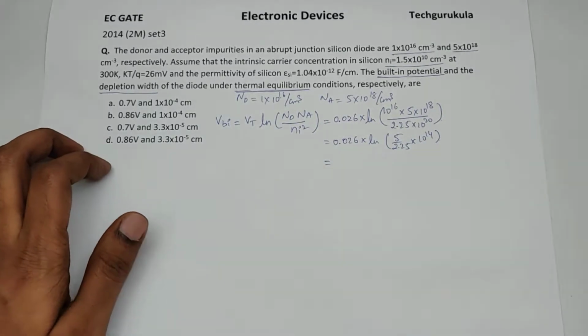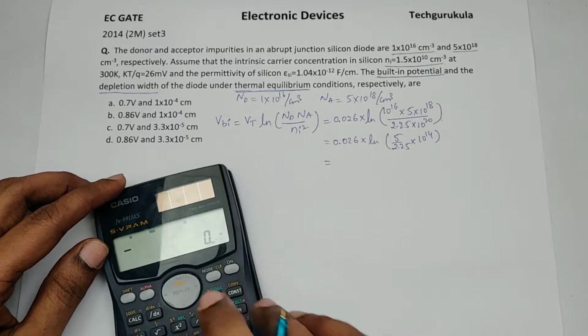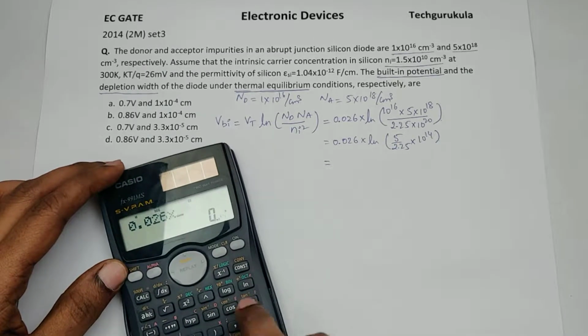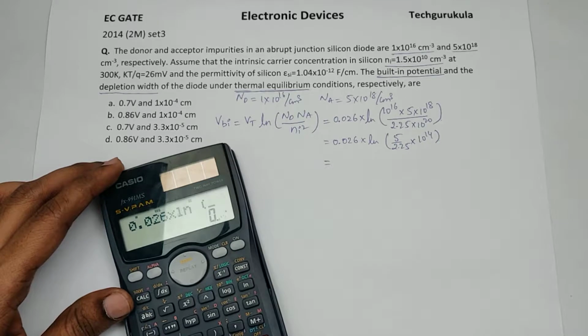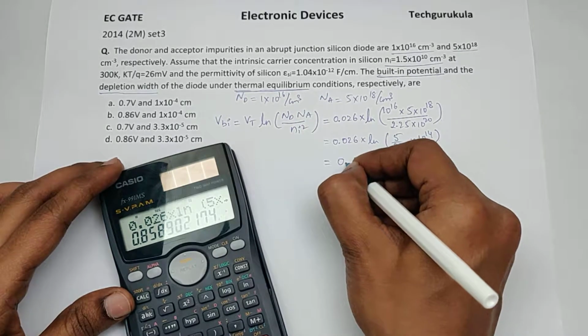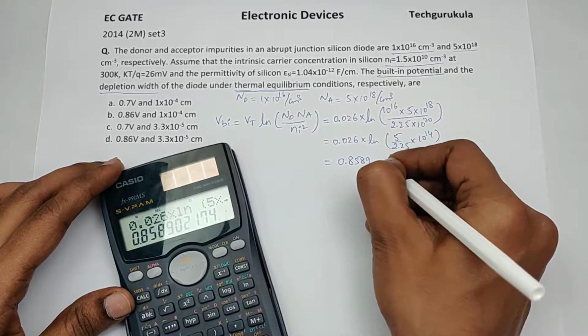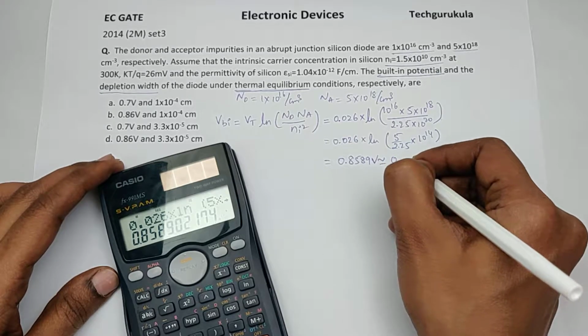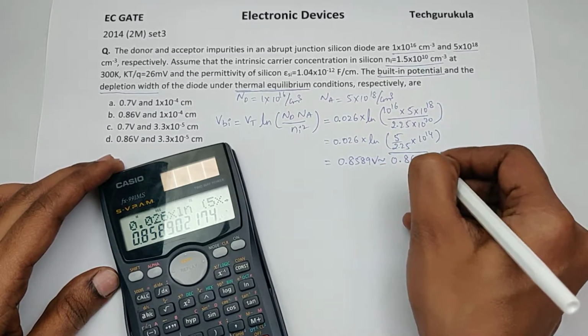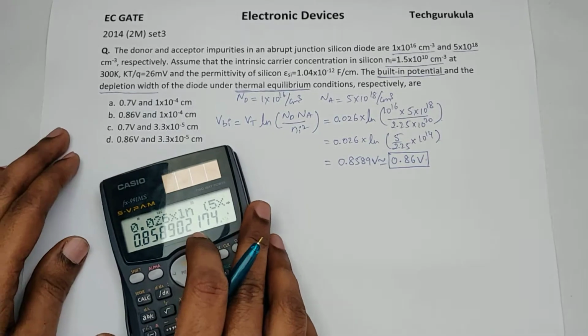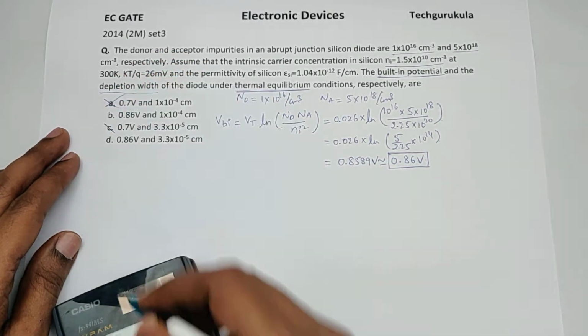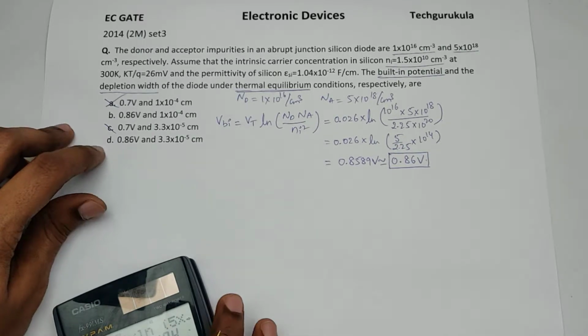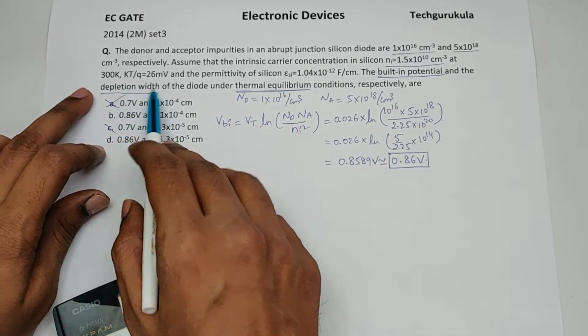So 0.026 times ln of 5 times 10 power 14 divided by 2.25. This is 0.8589, which is approximately 0.86 volts. So we have found the VBI. So we have B and D options left. We need to find the depletion width now.